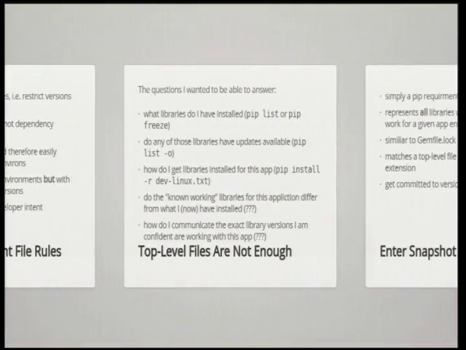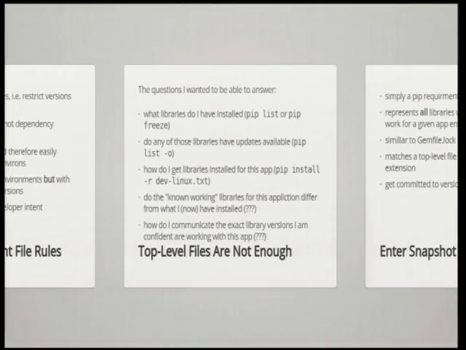Okay, so top level files are not enough though. So far, based on what we talked about, I can ask the question, what libraries do I have installed? I can get this in two formats, using pip list or pip freeze. I can also ask the question, do any of the libraries that I have installed have updates available? pip list -o will give me anything that's out there that has an update. I can ask the question, how do I get libraries installed from this app? And the answer to that is to pip install using my requirements file.